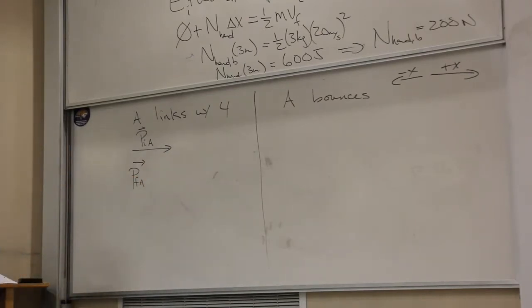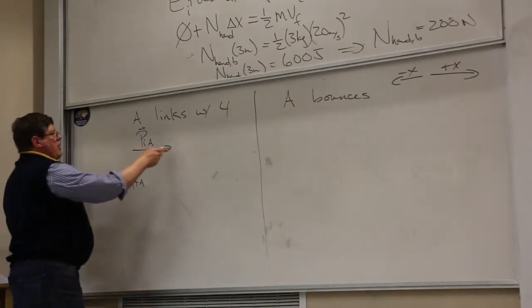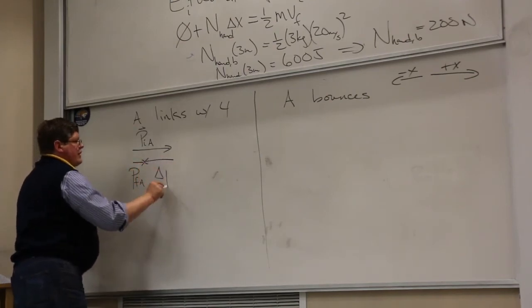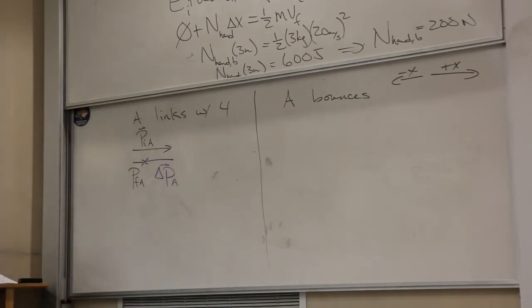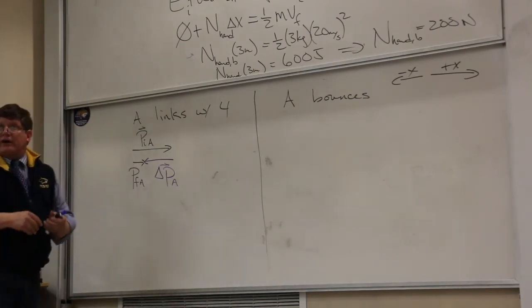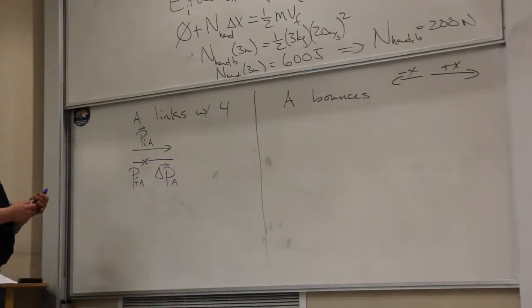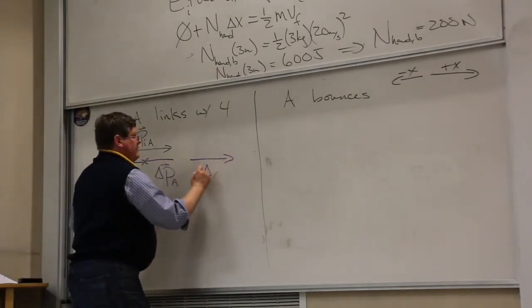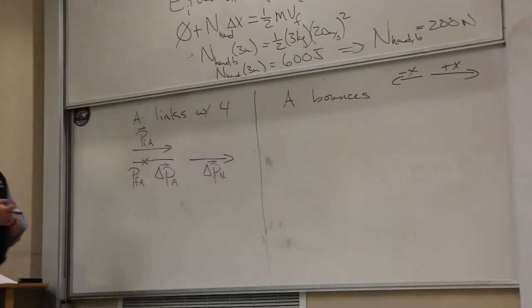Now the change in momentum is what I have to add this long vector to turn it into a short vector. That's going to be the change in momentum for A. Now that's important because whatever change A has to the left, the 4 cars have the same change to the right. So that means I would have a change in momentum for the 4, the same size to the right.